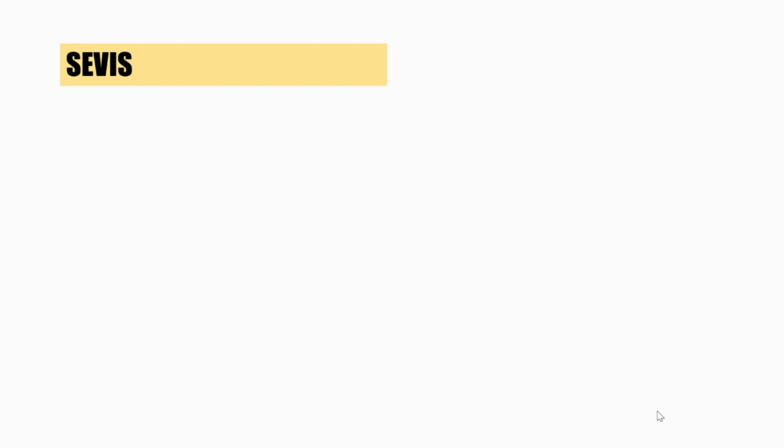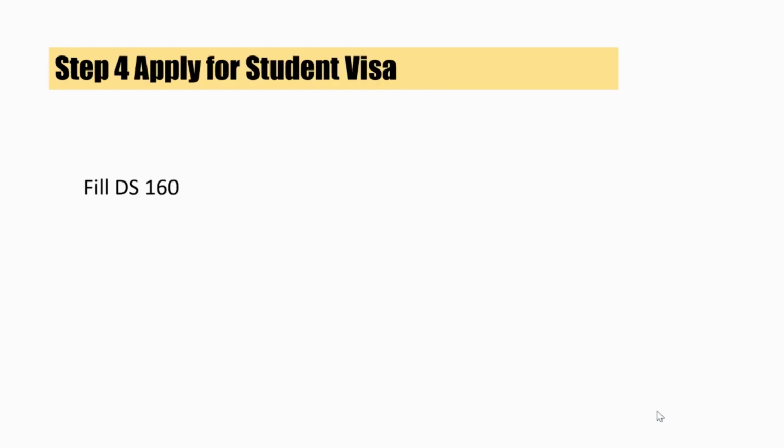And now that we have talked about I-20, we have talked about the SEVIS fee, we have talked about how to apply for universities, the most important thing comes: how to apply for the F1 visa. For that, you need to fill DS-160. I have made a separate video on how to fill DS-160 step by step.